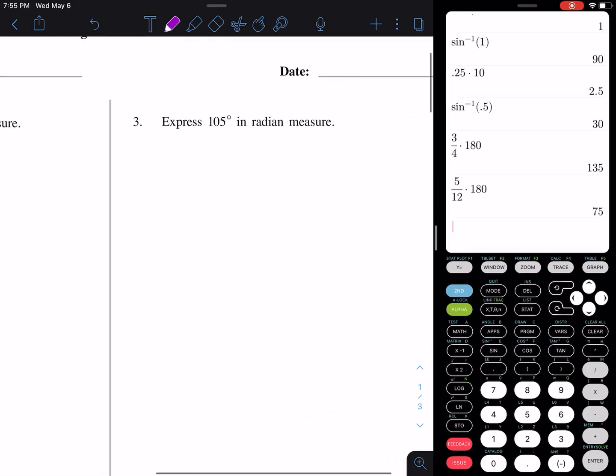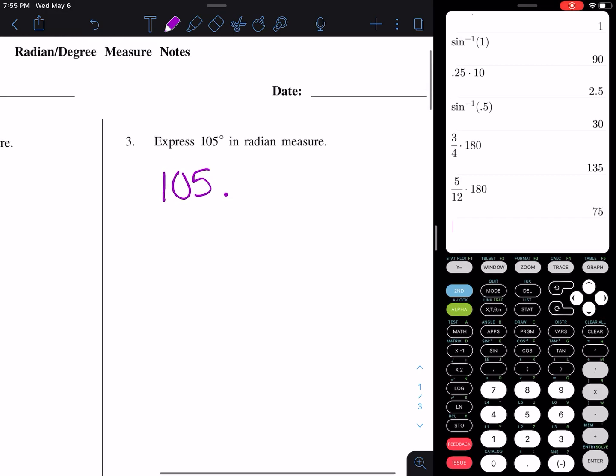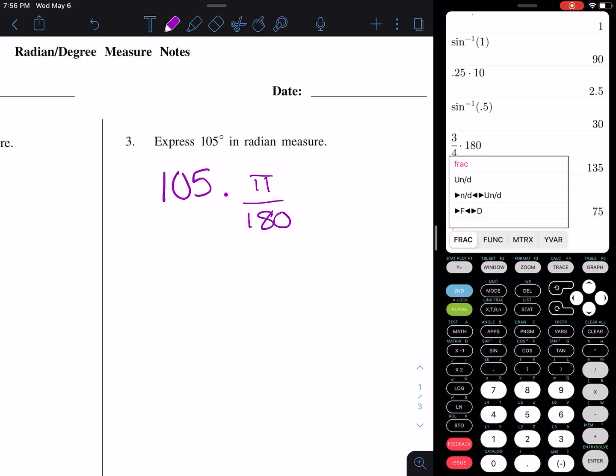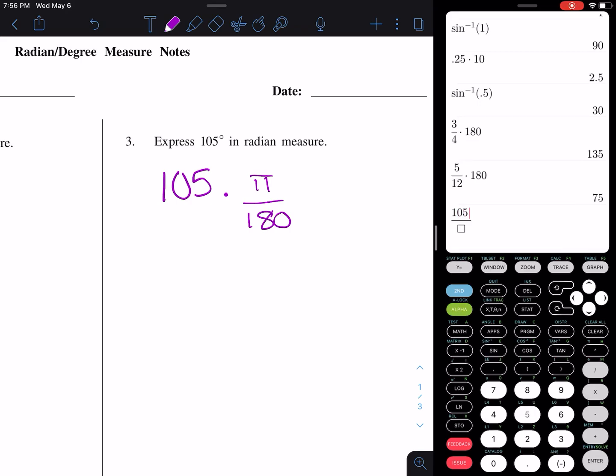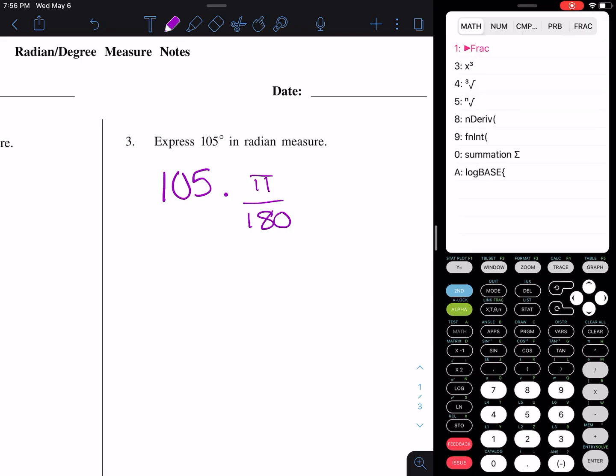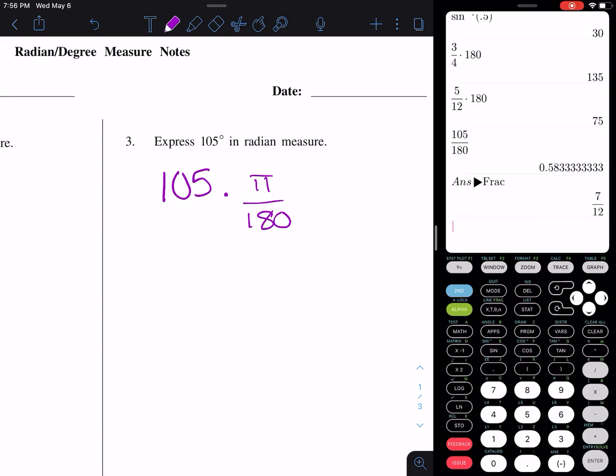Now let's go the other way. I'm starting with 105 degrees. What am I multiplying by? Well, I'm going to multiply by pi over 180. When I'm plugging this in, I'm still using that alpha y equals button. I'm going to use 105 over 180, and I'm going to hit enter. Some calculators will simplify this for you, some won't, but either way, you've got to get to simplest form. If you look at 7/12, you're then going to just tack on that pi, and so you would get 7 pi over 12.